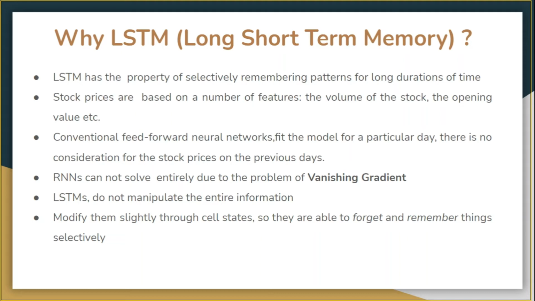These dependencies can generalize to any problem as the previous cell state, the previous hidden state, and the input at the current time step. This way, LSTMs can selectively remember or forget things. Thus, LSTMs do not manipulate the entire information but rather modify it slightly, hence they are able to forget and remember things selectively.